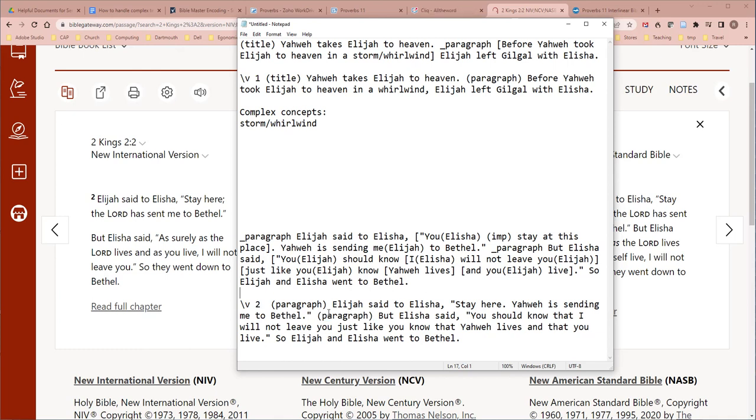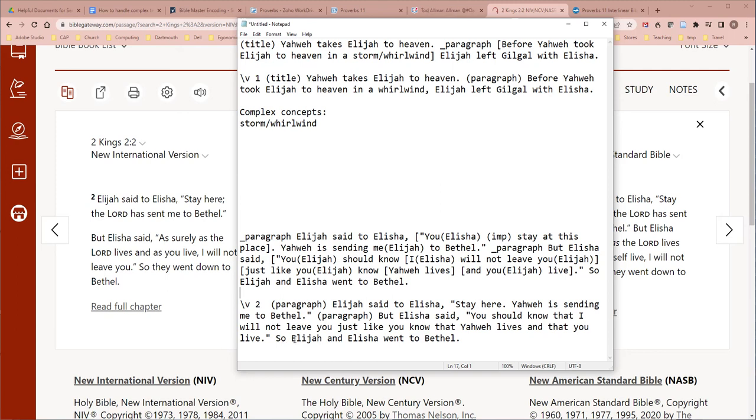Okay, so I have the paragraph marking, but Elisha said, "You should know." Okay, so I'm going to use that same "you should know" construction because he's communicating that he wants Elijah to know this. You should know that I will not leave you, just like you know that Yahweh lives and that you live. So we're pretty much capturing this literally, but with this "you should know" notation.